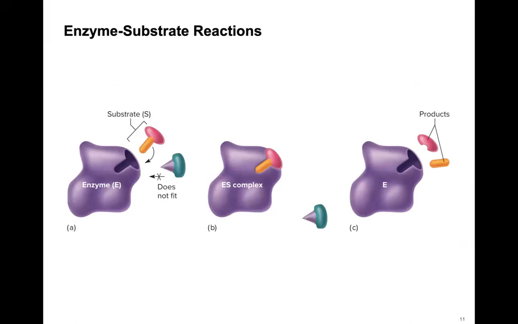We often describe receptors as like a lock and key. Same thing here. If you have a mutation in the enzyme, that can actually affect the functionality of the enzyme, and it might not actually be able to bind the substrates anymore.